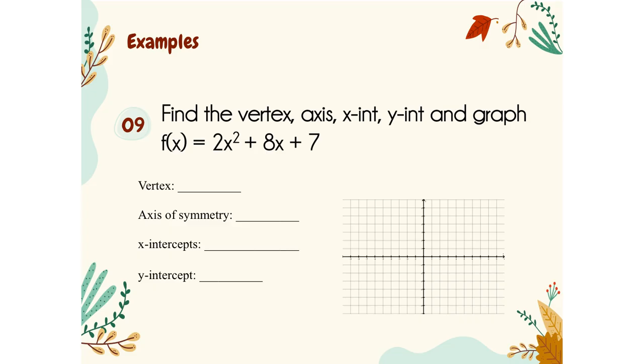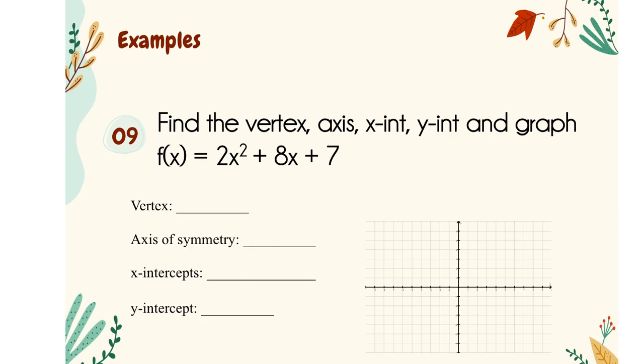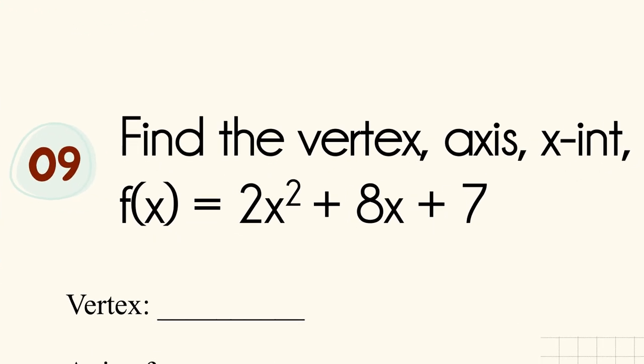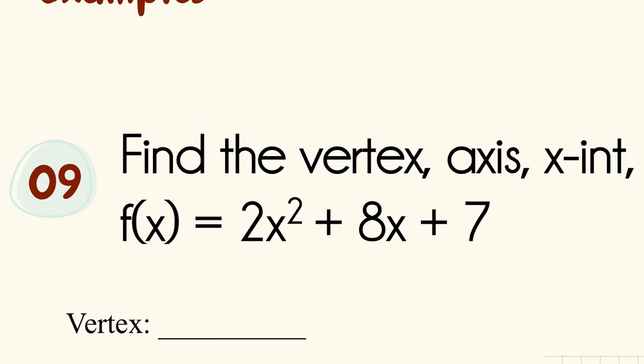All right, example number 9. Find the vertex, axis of symmetry, x-intercept, y-intercept, and graph. So try and do some of these on your own. Try and get there before I get there, because you guys have to practice these. So vertex, I'm going to do that first. I'm going to find my vertex, and I have to know that vertex formula.